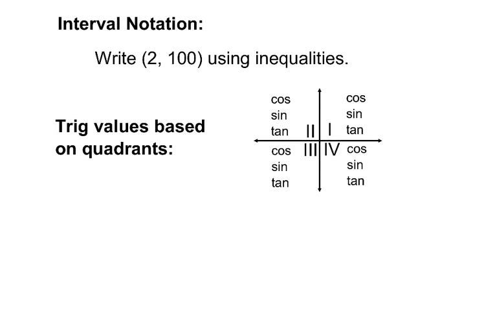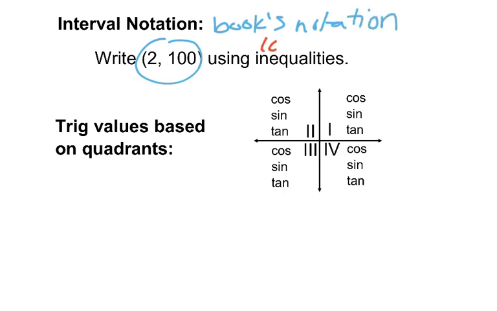All right, so here's our interval notation. We're going to write 2, 100 using inequalities. So this is a notation that the book tends to use. And so what happens is it looks like a coordinate.